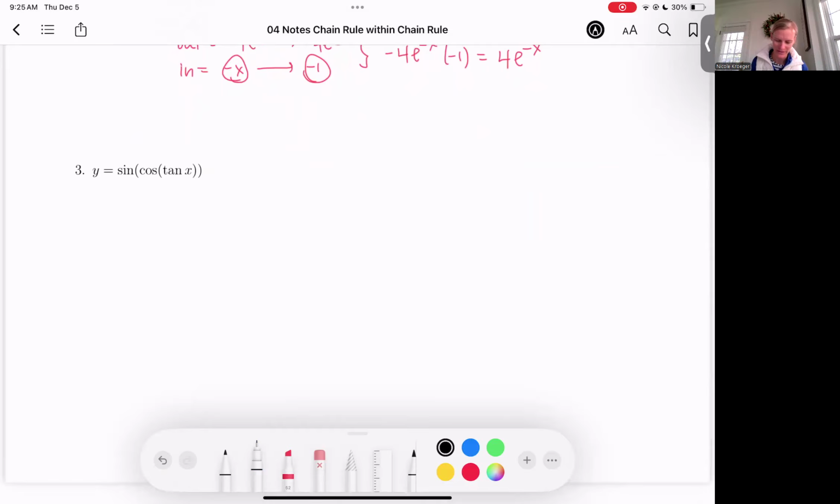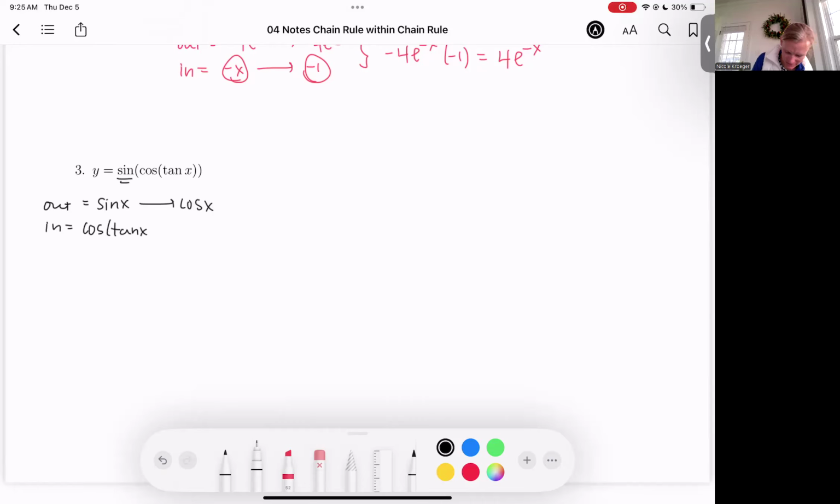Okay, so let's do this one here. The outside most function is sine of x in this case. So we're going to pick that to be our outside function. We want the most simple thing out there. Its derivative is cosine.